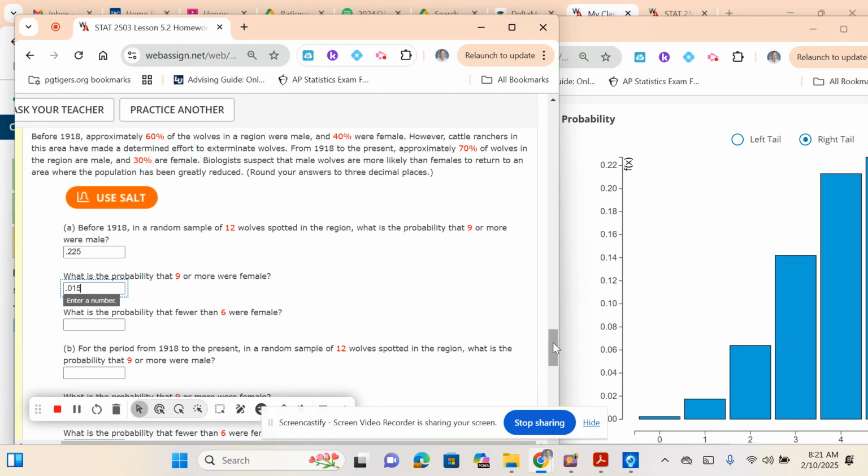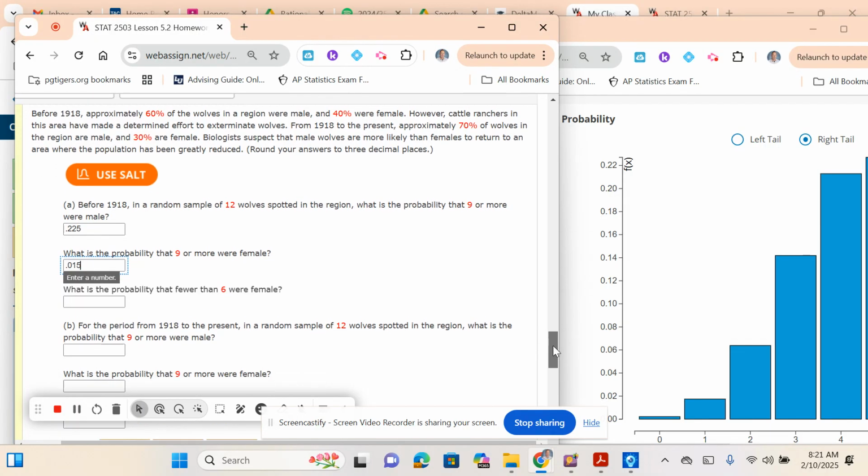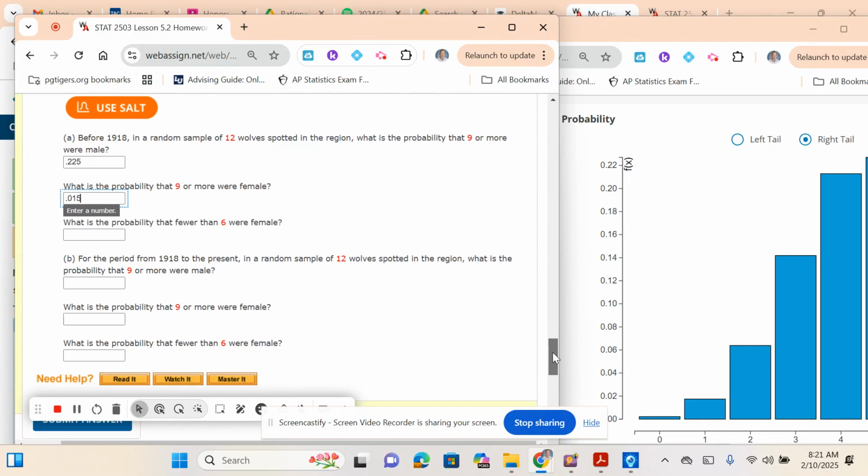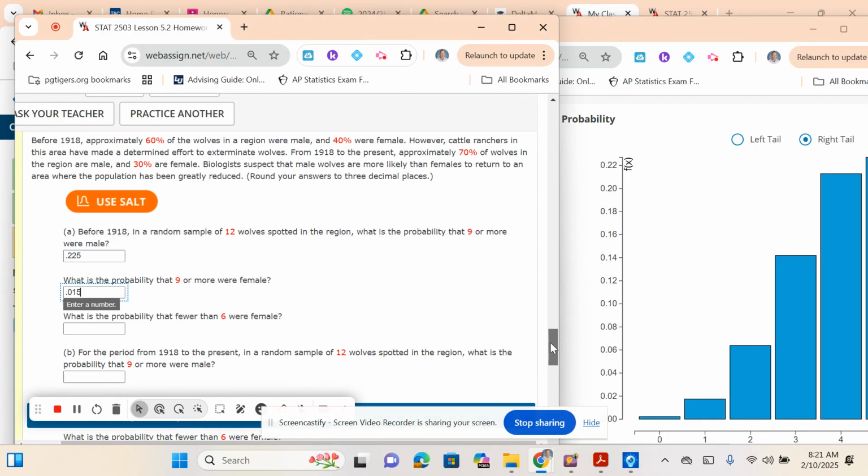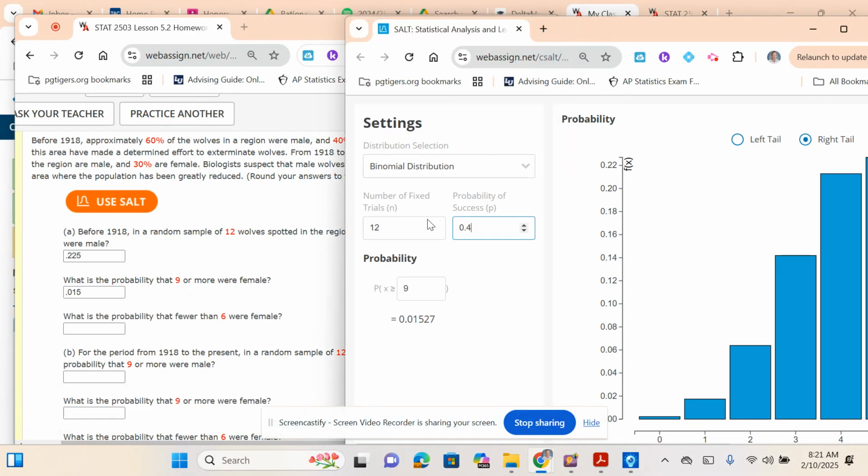This is where it gets really tricky. The probability that fewer than 6 were female. Fewer than 6 were female. So let's talk about this. First off, I've got 12. My probability of success is 0.4 because we're talking about the females. N was the number in my sample. Fewer than 6 were female. Now, fewer, would that be left tail, right tail, or equal? Is fewer below or above a number? Fewer is below, right? So it's going to be left tail.